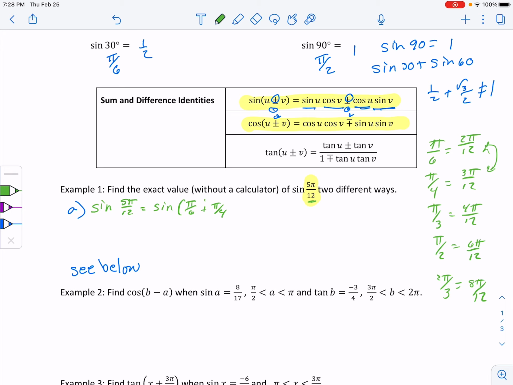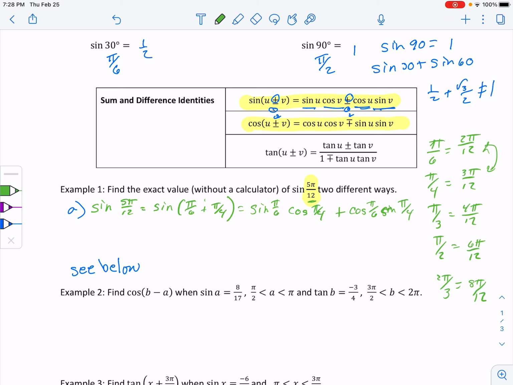Okay? And I know that those add up to pi over 12 because I have this running down the side of my paper. Okay? Now, the formula tells me that I need to take the sine of pi over 6 and multiply it times the cosine of pi over 4 and add to it the cosine of pi over 6 and the sine of pi over 4.